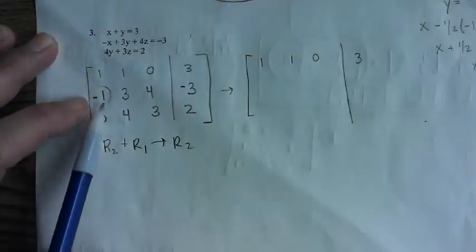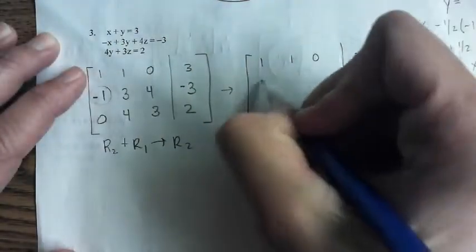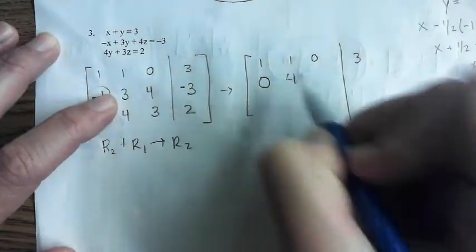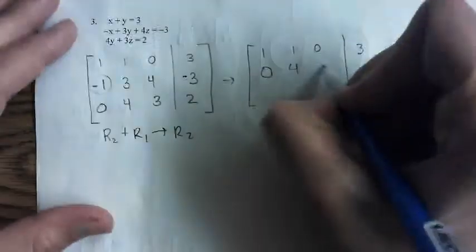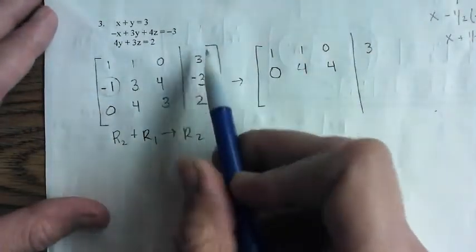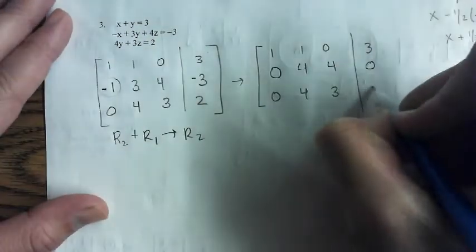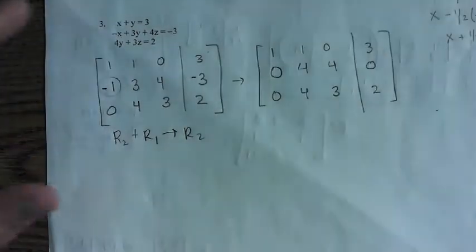So, negative 1 plus 1 gives us the 0 that we wanted. 3 plus 1 is going to turn that into a 4. 4 plus 0 is a 4. Negative 3 plus 3 is a 0. And I'm not touching row 3.